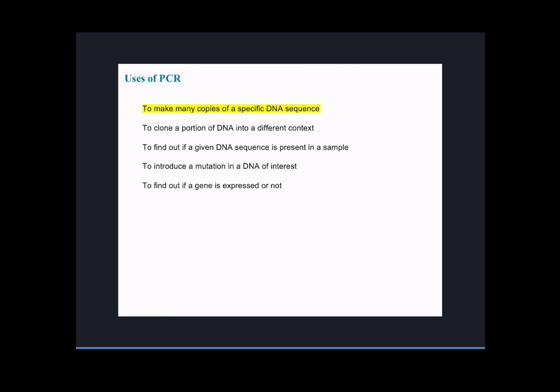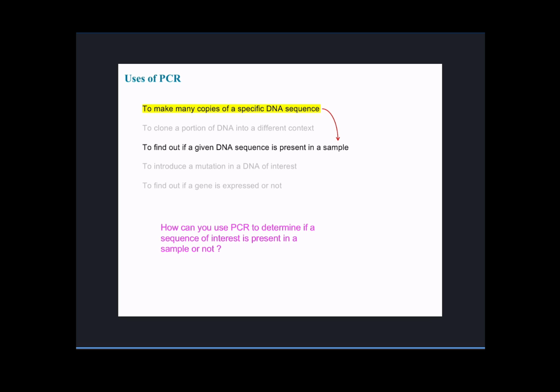Go through some of these in complete lack of order. We'll start with the third one. One of the most common uses for PCR is to find out if a given DNA sequence is present in a sample or not. And my question to you is, how can we use PCR to determine if a sequence of interest is present in a sample? What would you do?